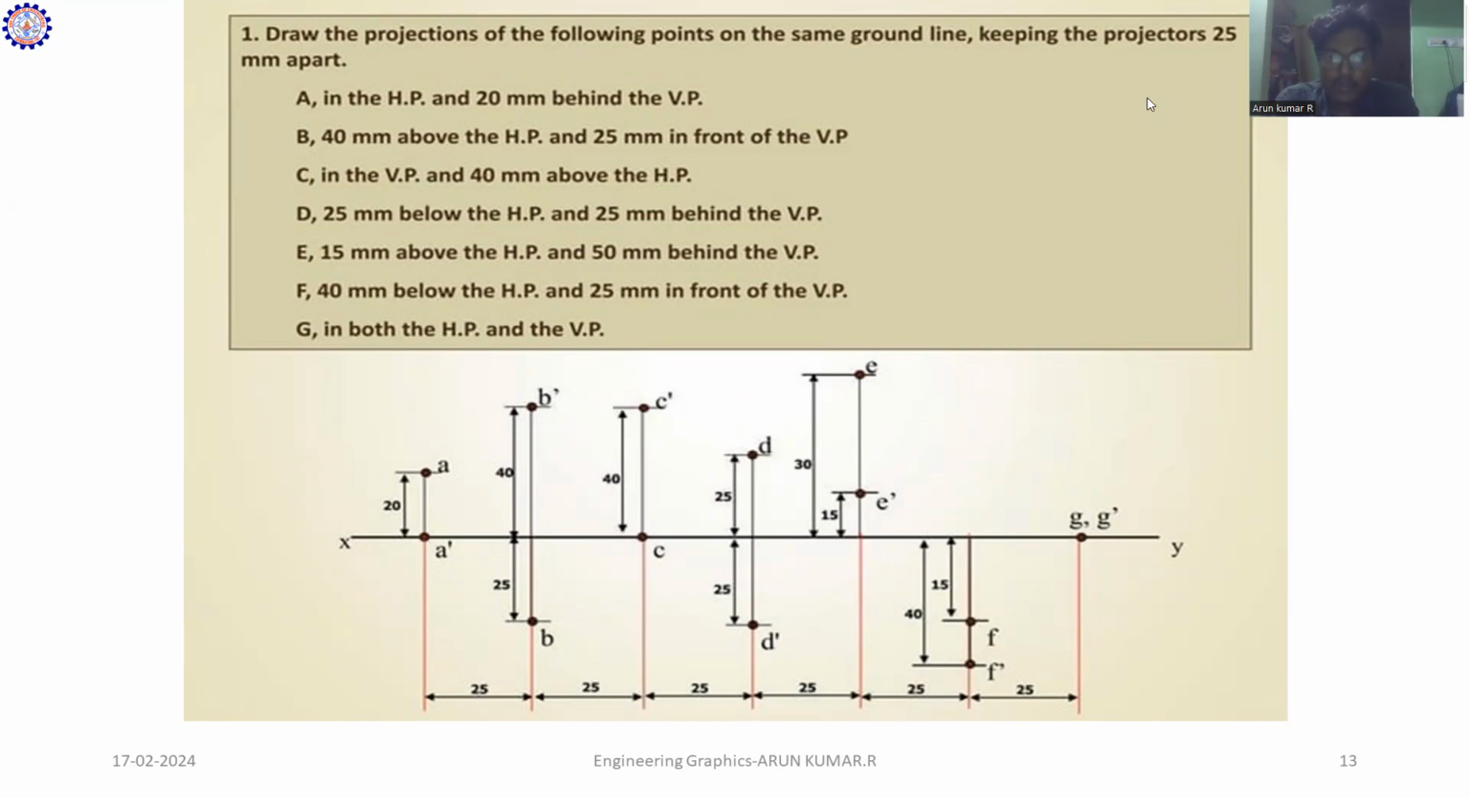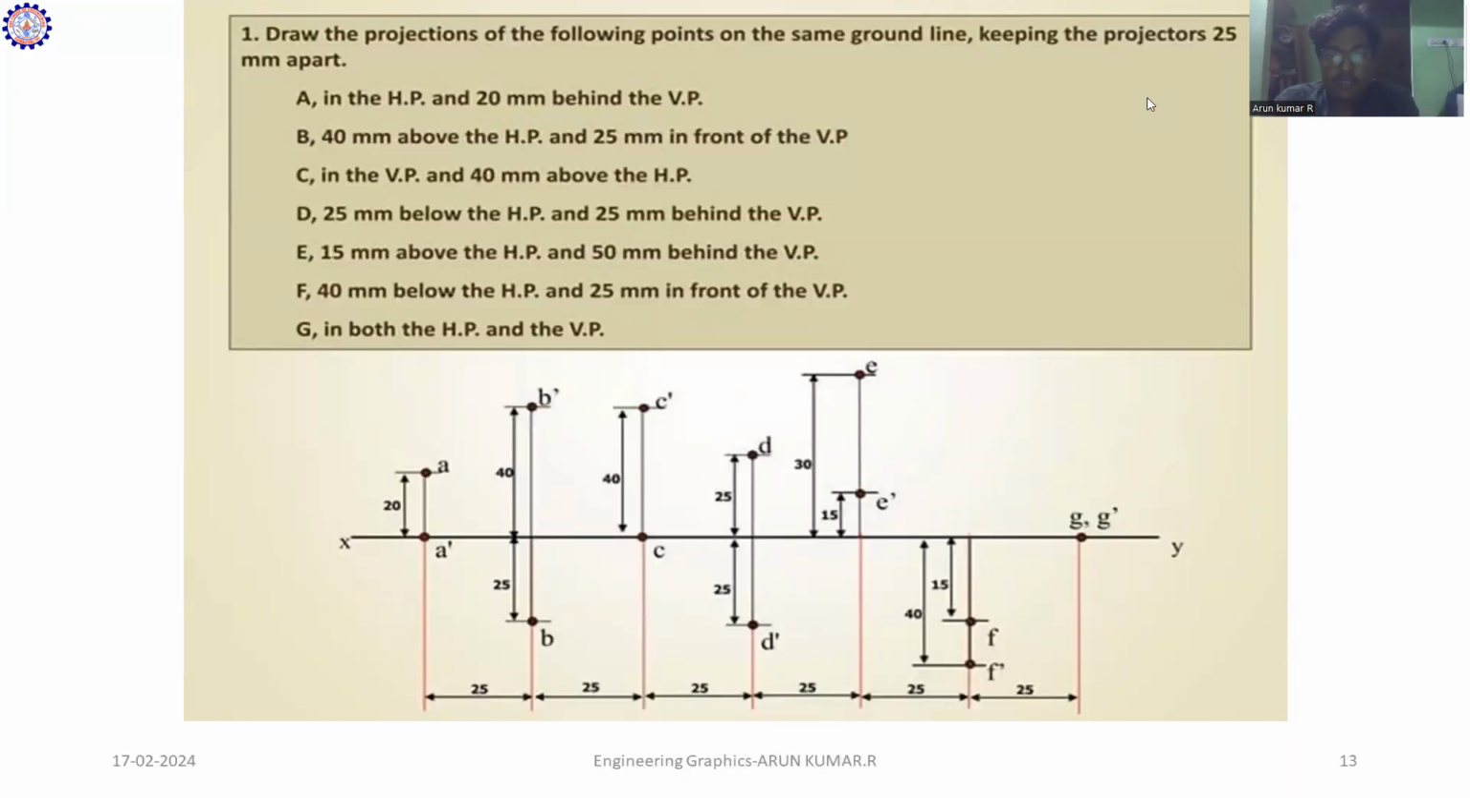Okay. So first of all, we understand what the question is in this case. It is to draw the projection of the following points on the same ground. Ground means we represent it as the XY line. So how many points are given in this problem? You have to consider one reference line. That is the meaning of the following points on the same ground line.